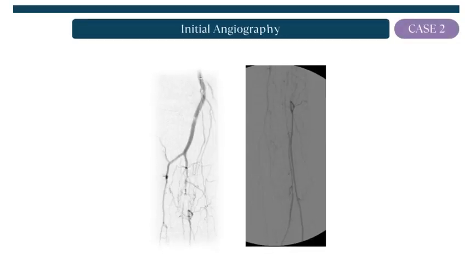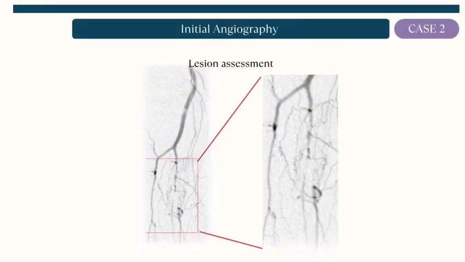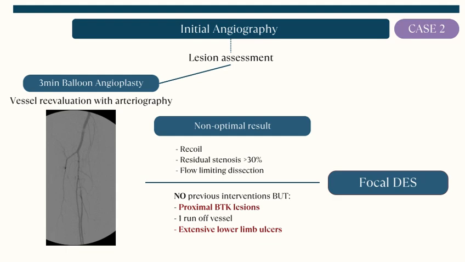The diagnostic arteriography revealed proximal TP trunk stenosis with distal occlusion, as well as occlusion in the middle third of the peroneal artery and the proximal and middle thirds of the posterior tibial artery. Thus, after an initial 3-minute angioplasty, the image obtained consisted of recoil. We proceeded with targeted treatment using a drug-eluting stent.